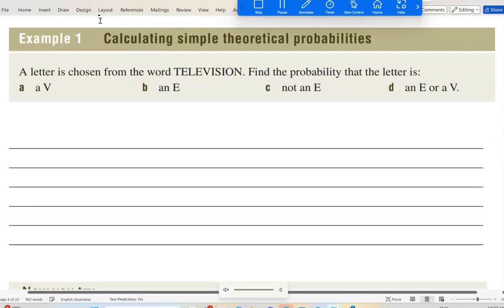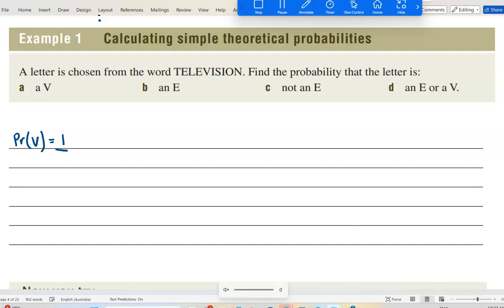So here we have a little example. It said, with the word television, find the probability that the letter is V. So if you were taking a letter out of that word, television, what's the probability that you would pick out a letter V? The probability of V is the outcome we want. How many V's are there in television? There's 1, so that's the number of favorable outcomes. Now, how many letters are in the word television? 10. So that's the probability of a V.